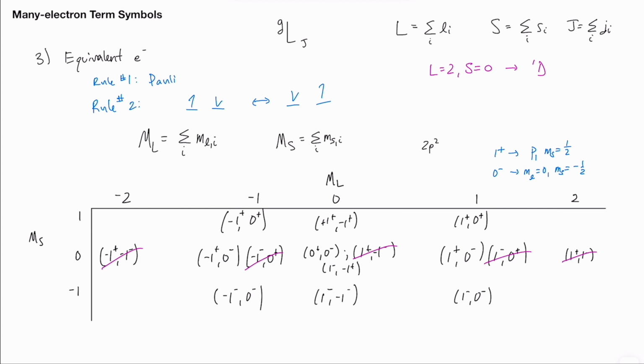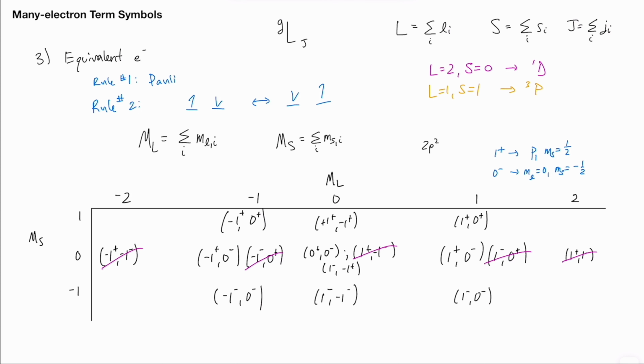And now we keep doing the same thing. So we look for the largest m sub L that's left, and that's going to be 1. And then within m sub L equals 1, we look for the largest m sub S that still exists. And that's also going to be 1. And so if you combine these two together, that means that we should be expecting to see an L equals 1 and S equals 1 subset, which corresponds to a triplet P.